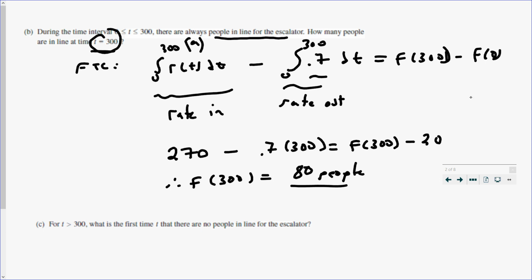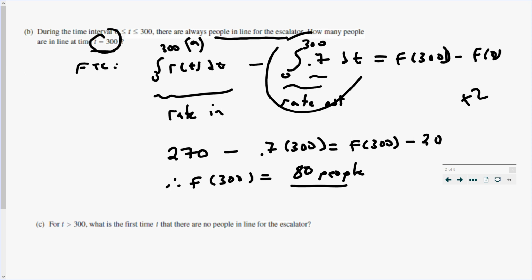Now, this question is worth 2 points. You get 1 point for your answer. So if you just did the FTC, you got the point. But if you remember to put this rate going out, they give you another point. So it's worth 2 points right there.